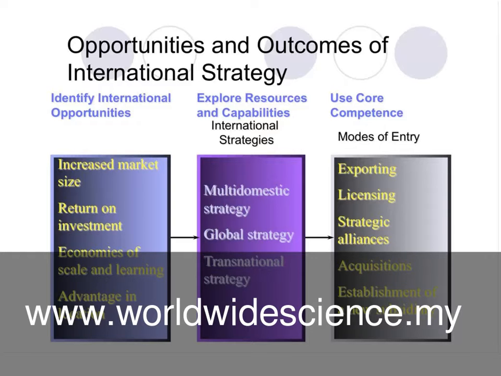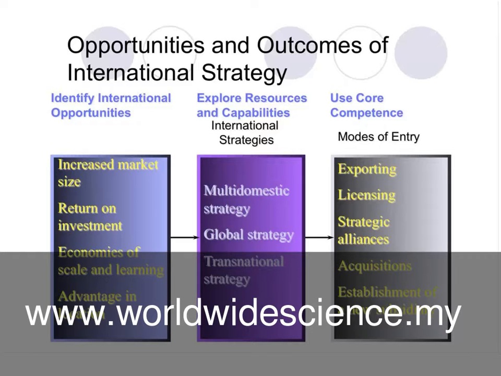Then the resources and capabilities. We talked a lot about resources and capabilities, and we said that one of the most important parts of the business that helps you develop a competitive advantage is resources and capabilities. So we definitely want to look at that. Multi-domestic strategy helps you with global strategy and transnational strategy. These are different types of strategies regarding the resources and capabilities.